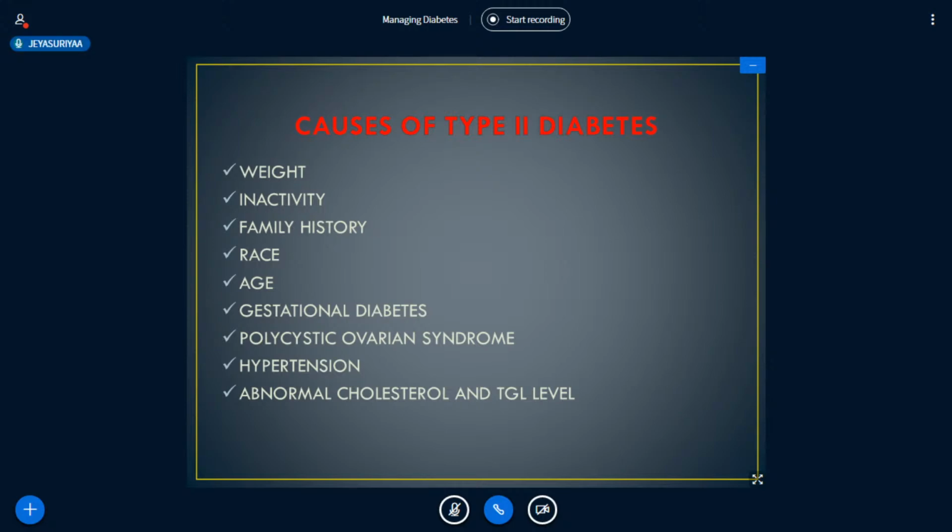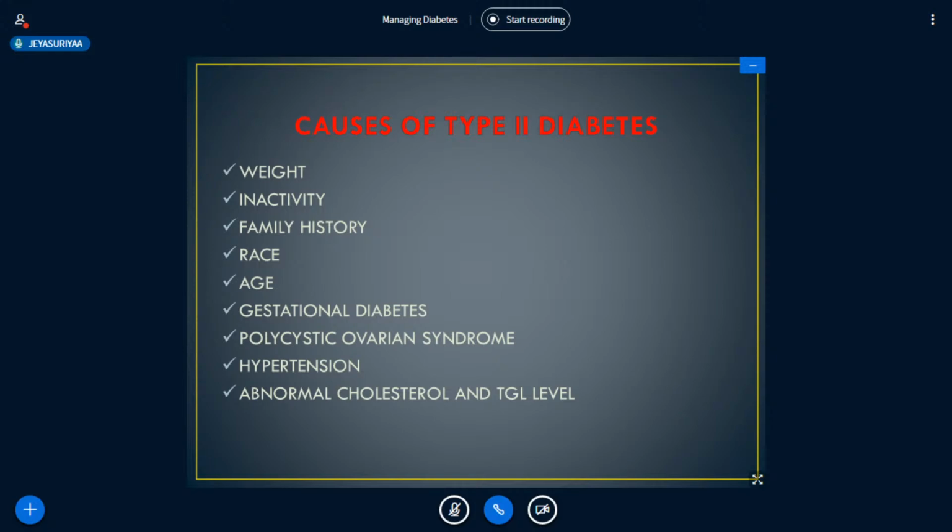Now coming to family history, as I mentioned earlier in the above slides, the risk increases if a parent or a sibling has type 2 diabetes. Twins have a greater possibility too: if one twin is diabetic, the other has an equal possibility of becoming diabetic. Although it's unclear why, people of certain races, including black people, Hispanics, American Indians, and Asian Americans, are at higher risk.